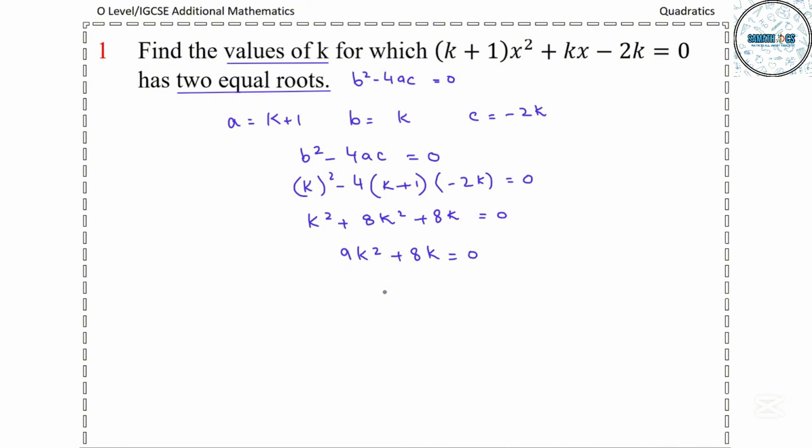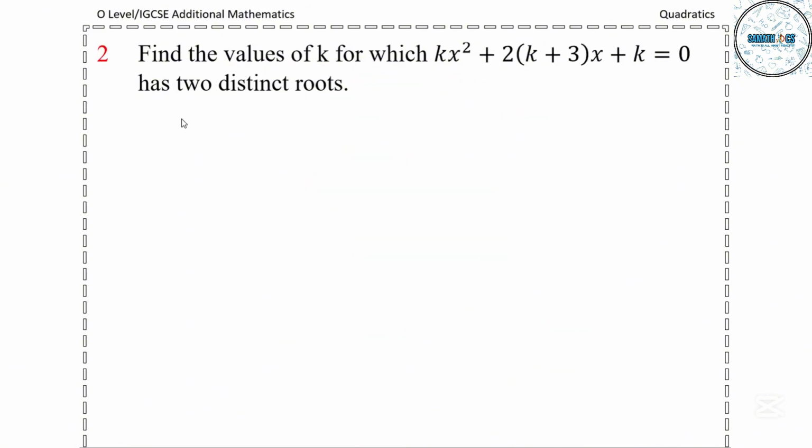We can take k as common. So we will be left with 9k plus 8 is equal to 0. We have k is equal to 0 and 9k plus 8 is equal to 0. Then k is equal to minus 8 upon 9. So the values of k for which you will get two real equal roots are 0 and minus 8 upon 9. Let's do another question.